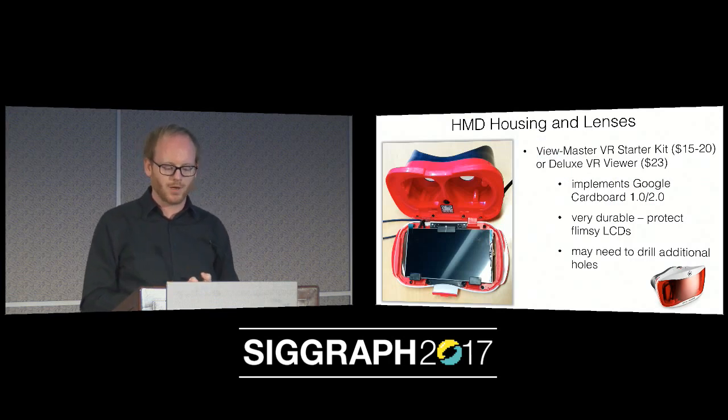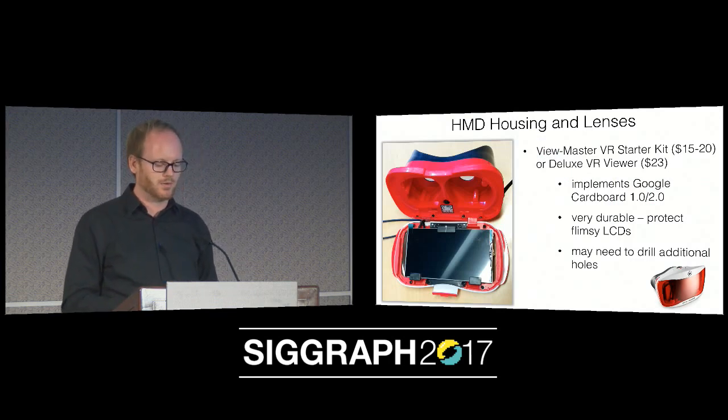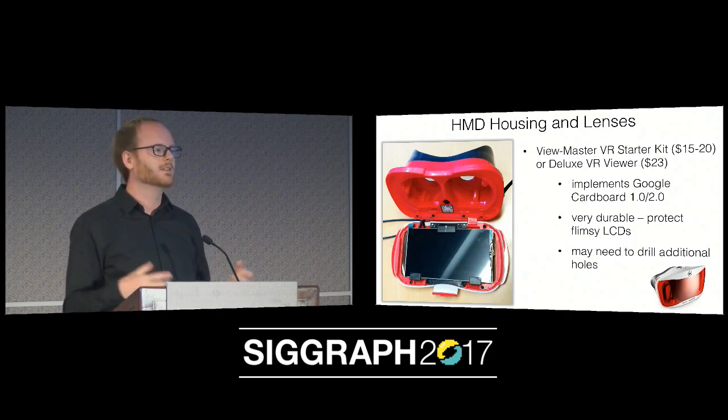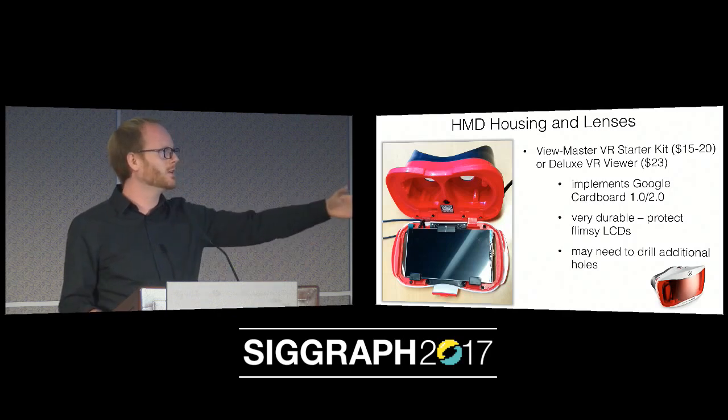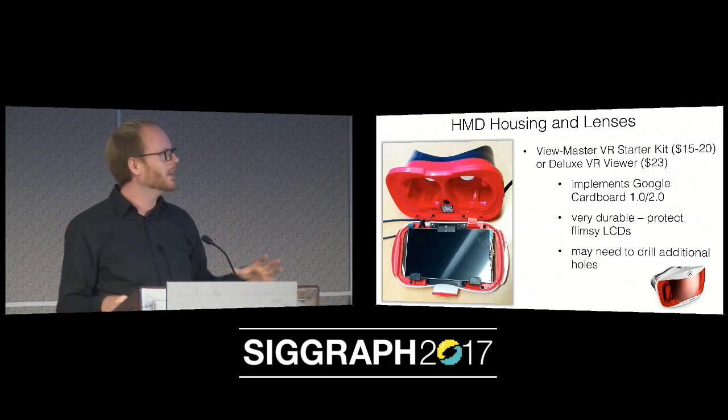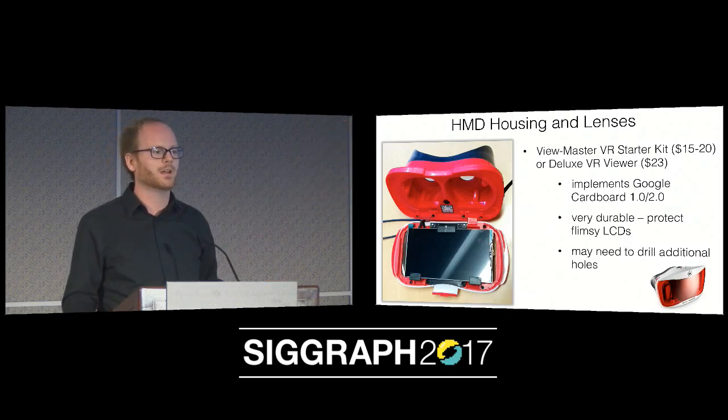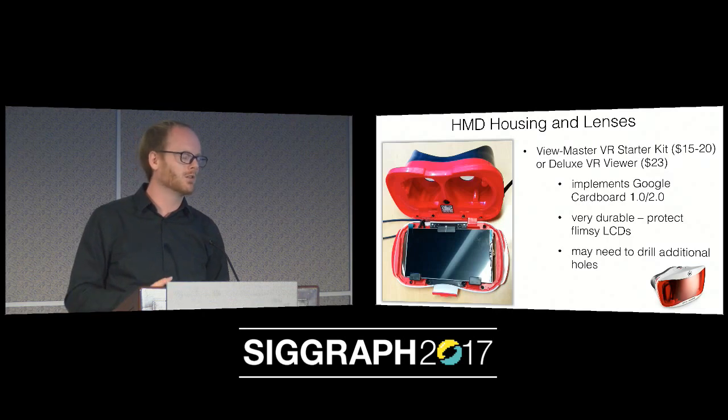So the head-mounted display housing is a ViewMaster VR Starter Kit or the Deluxe VR Viewer from ViewMaster. This is the same as the old VR Viewer. It's made for a cell phone, but it's actually very robust, and we can use our LCDs and just put them right inside. We drilled a hole on the side so we can route the cables into it, and they're pretty inexpensive. We got them last year for $15 from Walmart.com.